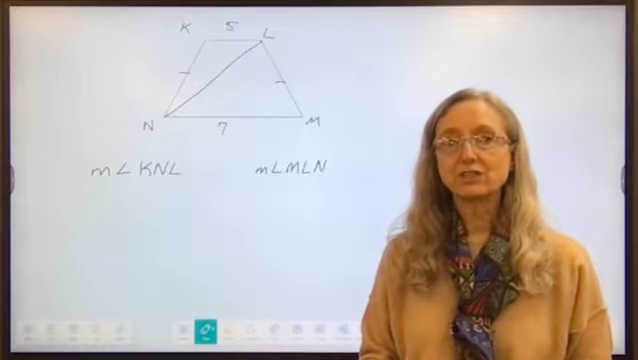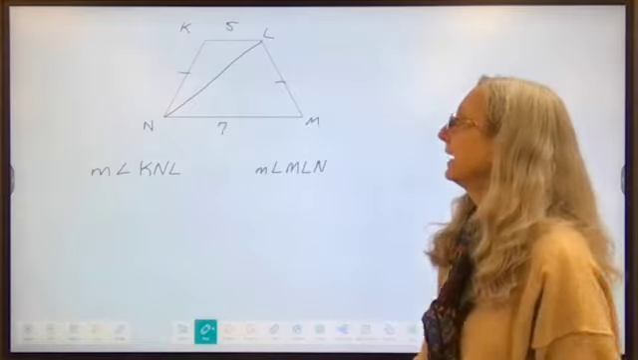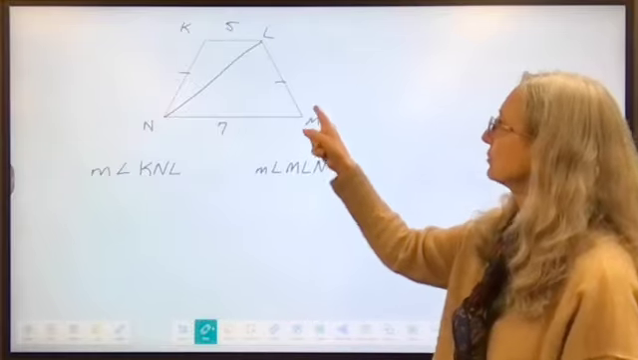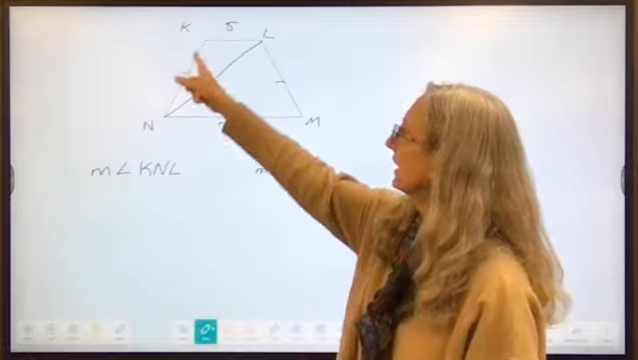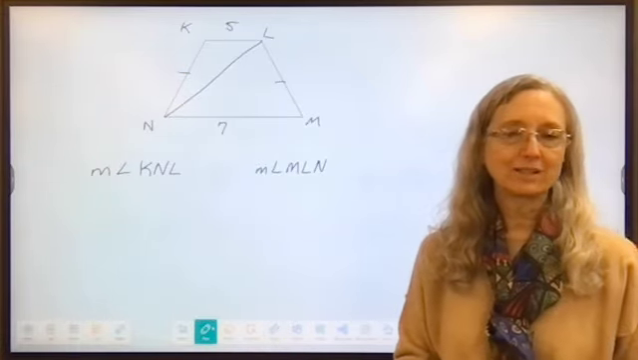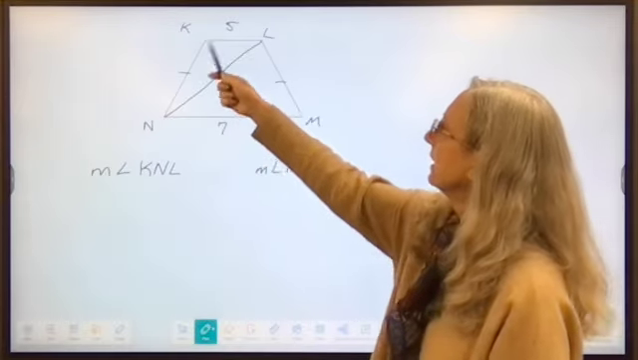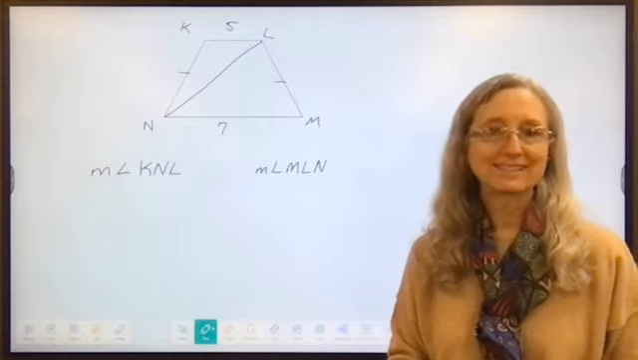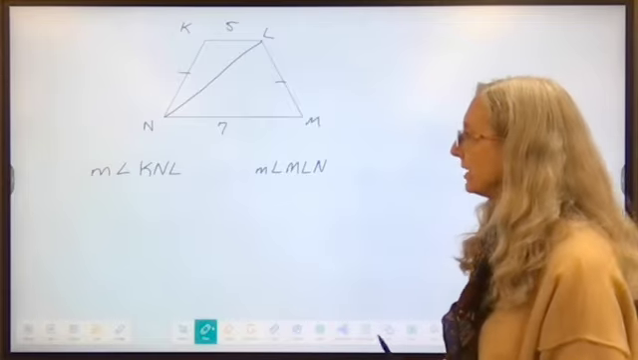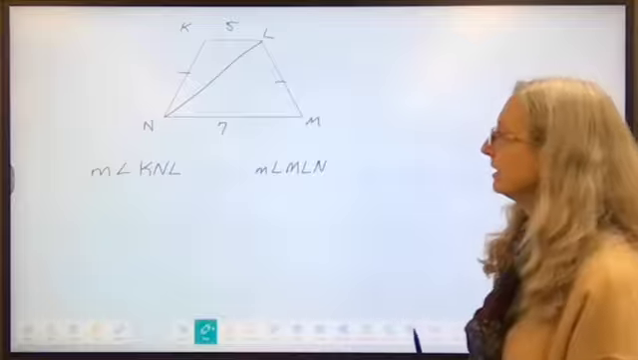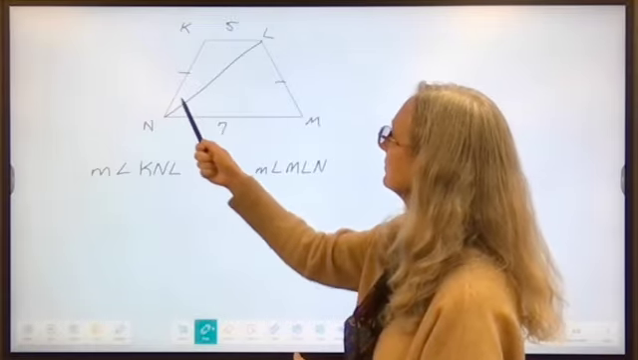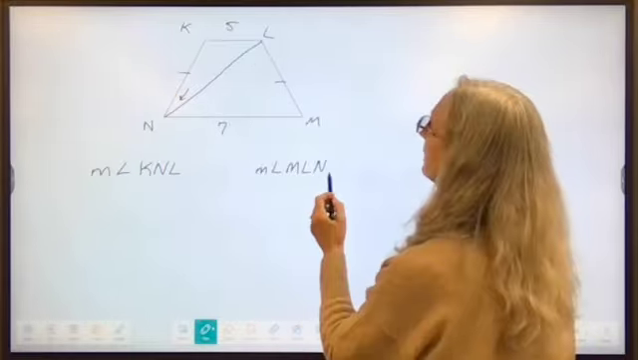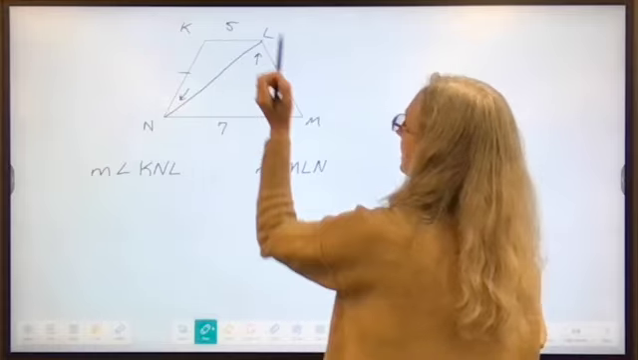Here's another application of the hinge theorem. I have this figure, two triangles inside of it. These two sides here, KN and LM, are marked congruent, and KL is marked 5 and NM is marked 7 in our diagram. I want to compare two angles: the angle KNL, which is this angle here, and the measure of angle MLN, which is this angle here.